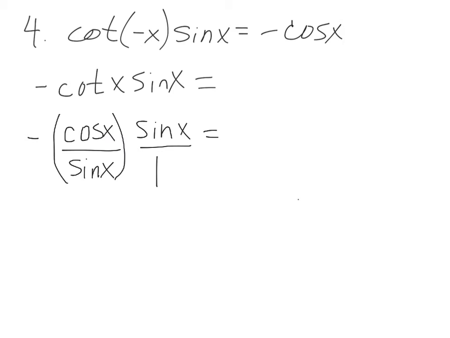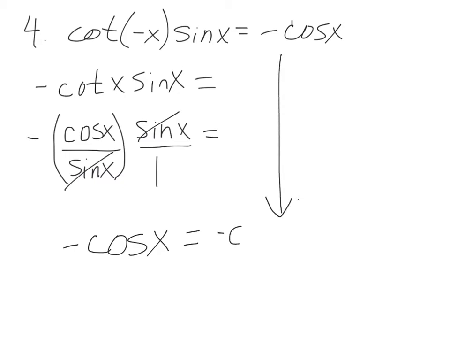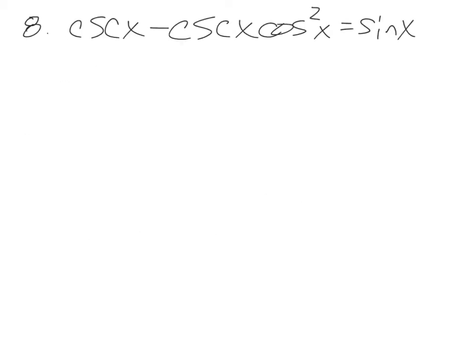And now it's kind of obvious that we can do an algebra skill, which is cross cancel. So I'm going to cancel those out, and then that just leaves me with negative cosine x, and I'm done because I have exactly what I want. And so what I have my students do is they draw an arrow down and write negative cosine x. So that's number 4. That'll help you with, I believe, number 3.